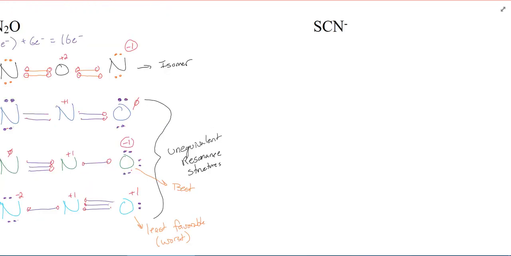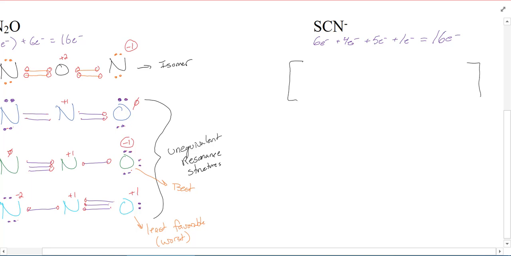Let's look at SCN. So we have electron count: 6 electrons plus 4 electrons plus 5 electrons plus 1 electron. That would give us 16 electrons as well. There are 3 resonance structures, as you can probably guess. The reason you could guess that is it's the same electron count as these 3. It's 3 atoms with 16 electrons. So we're probably going to have the same setup here.